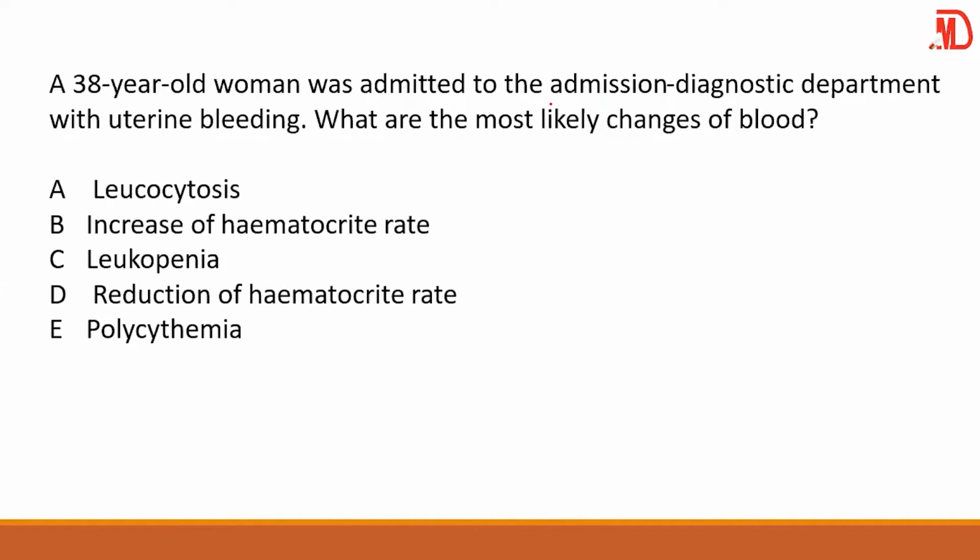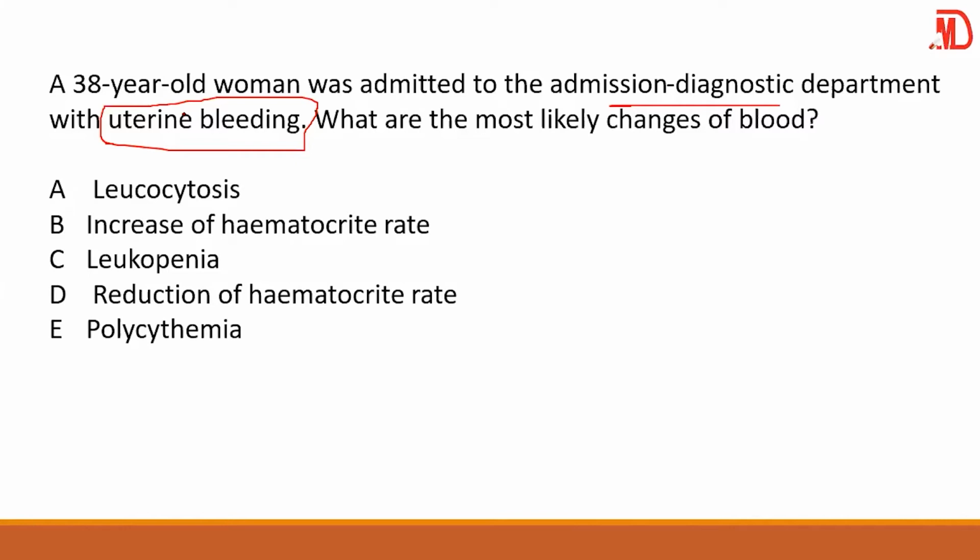A 38-year-old woman was admitted to the admission diagnostic department with urethral bleeding. What are the most likely changes of blood? So there is bleeding, and when there's blood loss, of course, there will be a reduced volume of blood in the body.